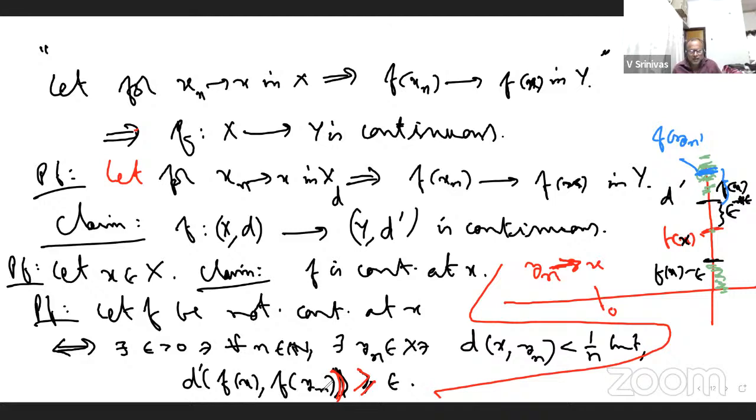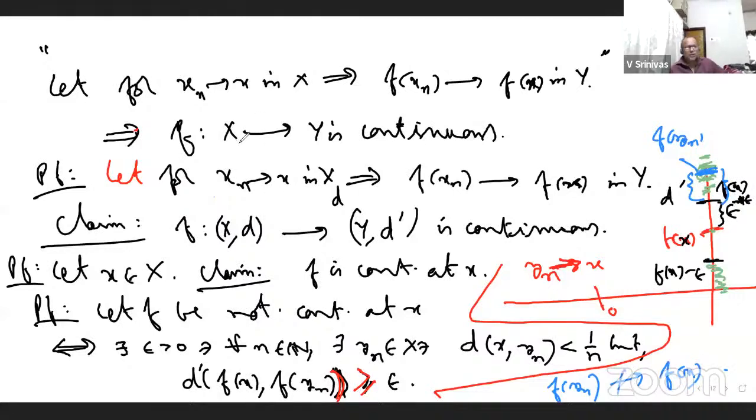So they don't come closer. If f of yns have to converge to f of x, they should come arbitrarily close, like this: as n becomes larger and larger, this turns to 0. But here they never come close, because the distance between f of x and f of yn is more than epsilon. They are always at a distance of more than epsilon, never less. So you have a sequence yn converging to x, but f of yns are not converging to f of x.